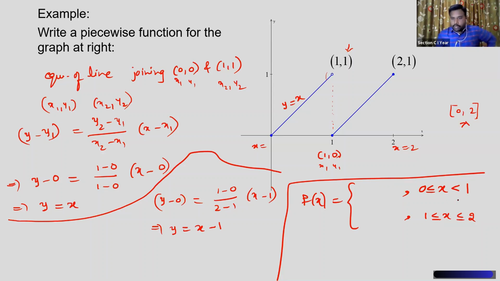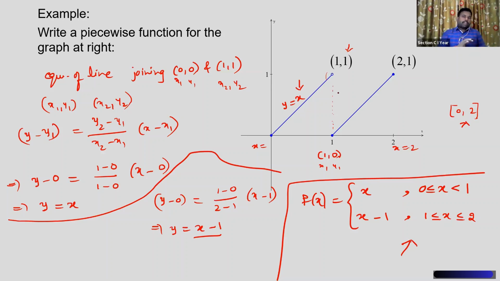Now, corresponding to the first interval, 0 to 1, the equation you got is this: y is equal to x. So f of x is equal to x when x takes values between 0 and 1, with 1 not included. And we got this one: y is equal to x minus 1. Corresponding to these values, where x takes values between 1 and 2, the function can be taken as x minus 1, where both 1 and 2 are included. So this is how you can get the equation of a function which is given in this graph, right?